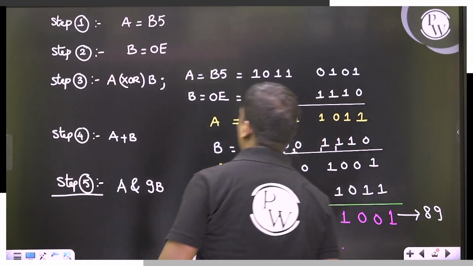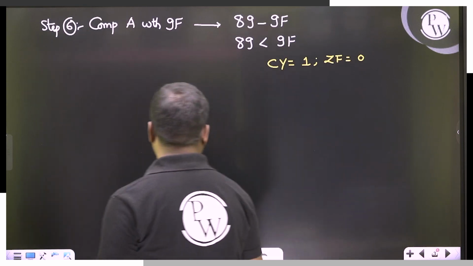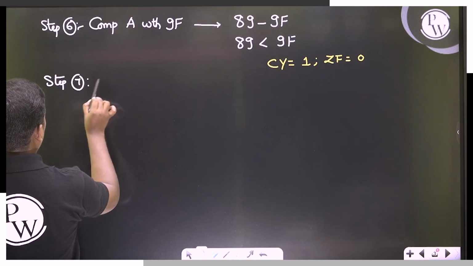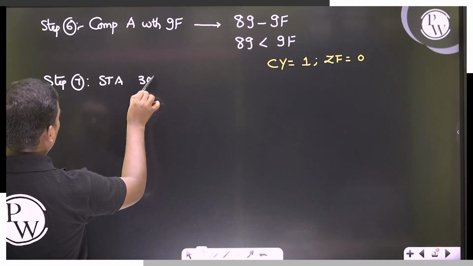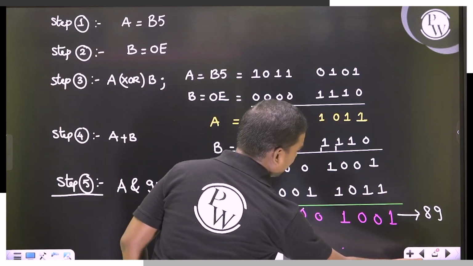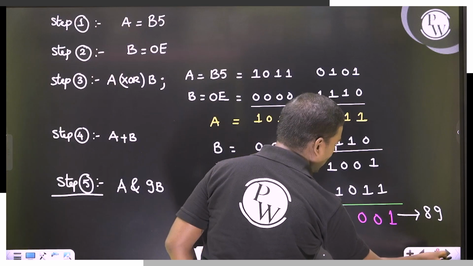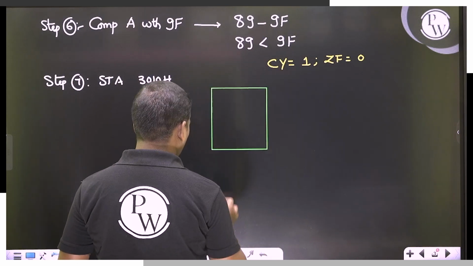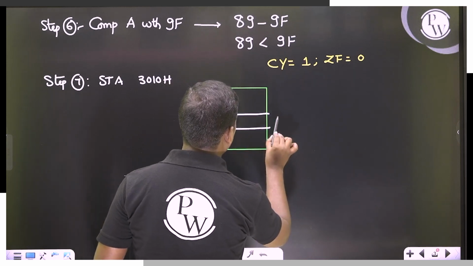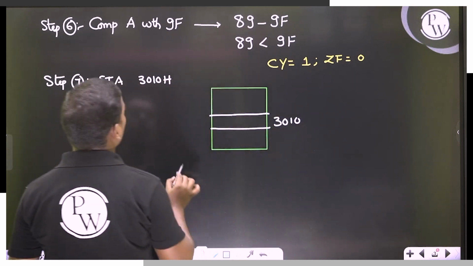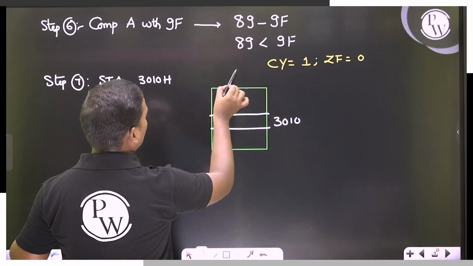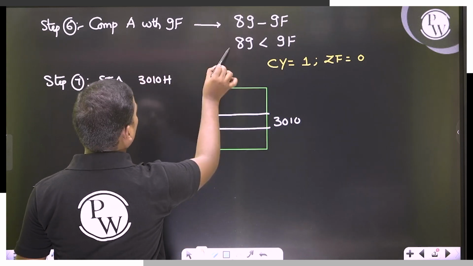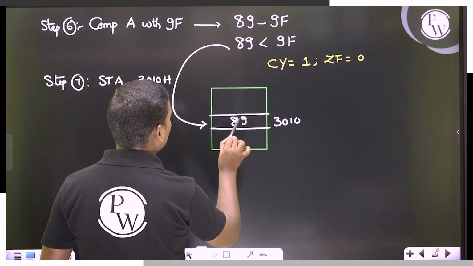step 7, 3010, store accumulator. Of course step 7 is not asked, but let me write it here. Step 7, store accumulator to 3010H. What is the meaning of it? The contents of the accumulator are transferred to the 3010 memory location. That means into this 3010 memory location, the accumulator content is going to be transferred. So what is the accumulator content? Accumulator content is not going to be changed, my dear. Accumulator content will be as it is.